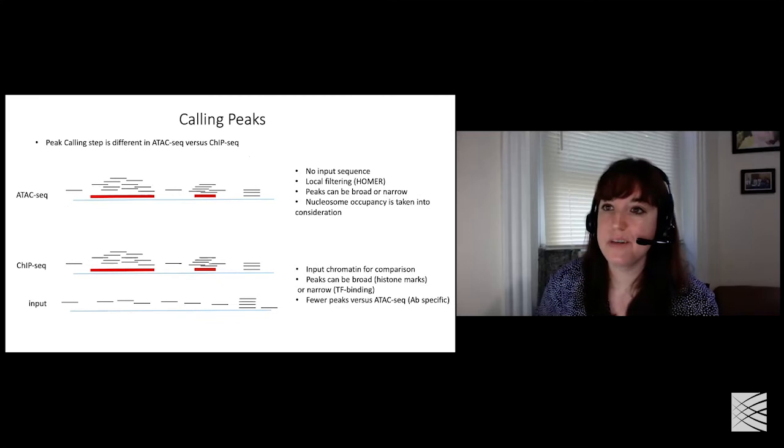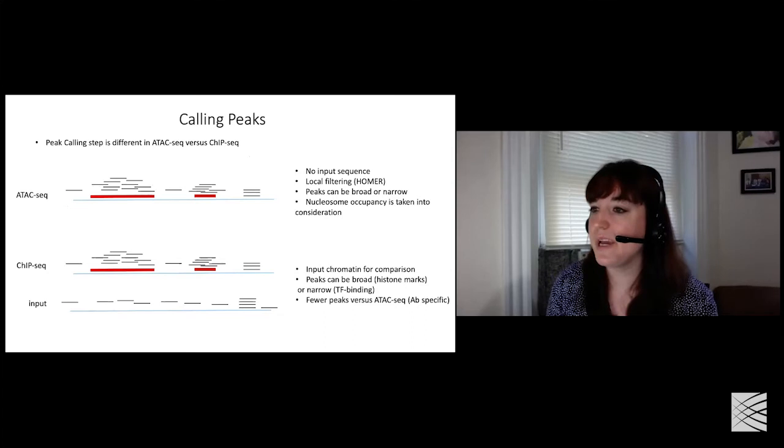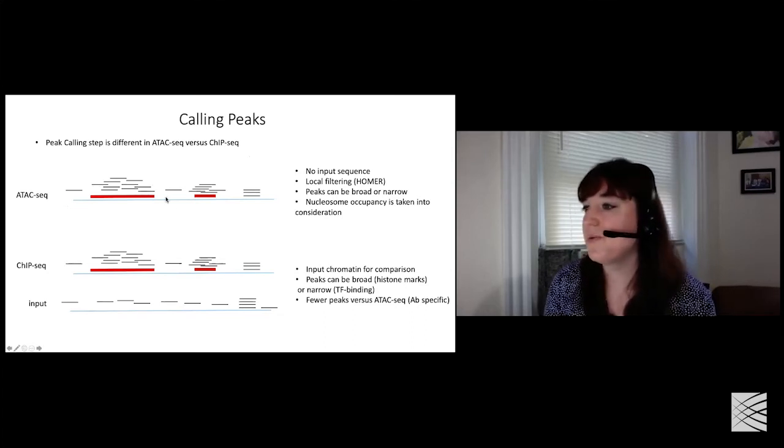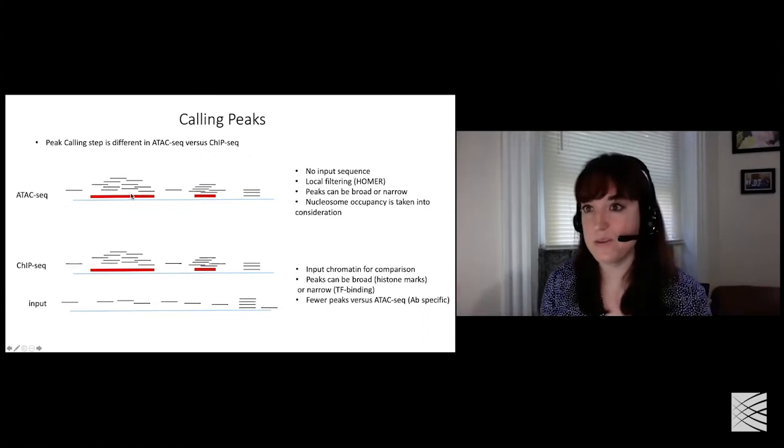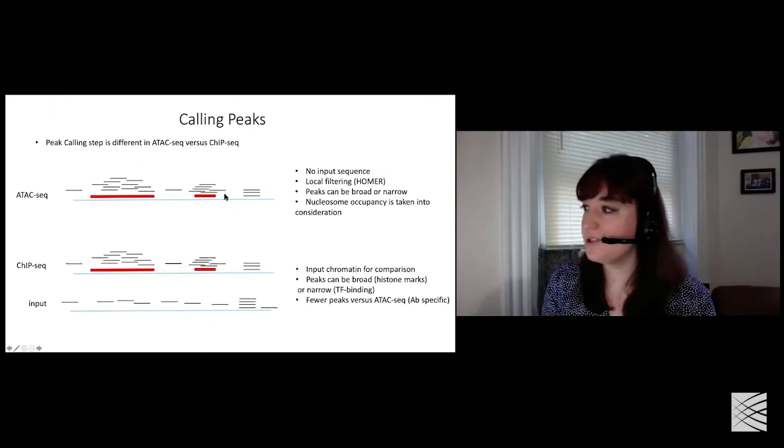First, I want to talk about calling peaks, because this is another key difference between ATAC-seq and ChIP-seq. For ATAC-seq, there's no input sequence to compare to. So what you're actually doing is using a local filtering system to say, okay, there are enough reads in this region right here compared to the 10 kb or so, or 100 kb, there's a parameter you can set, of the sequence around it. So you're saying this region is enriched versus all the regions around it, so we're going to assign this as a peak. This is done using local filtering, and I use HOMER to do this.